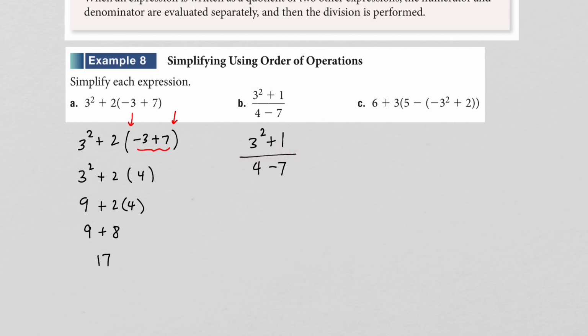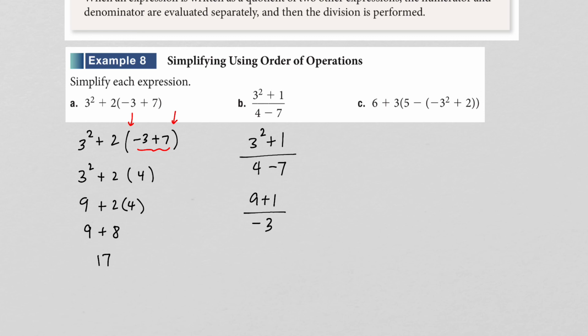So in the numerator, we have 3 squared plus 1. So we're going to do the exponent before we add. So 3 squared is 9. So that's 9 plus 1. In the denominator, we have 4 take away 7, and 4 take away 7 is negative 3. So not a whole lot to do there.